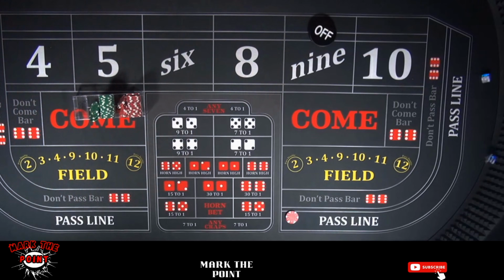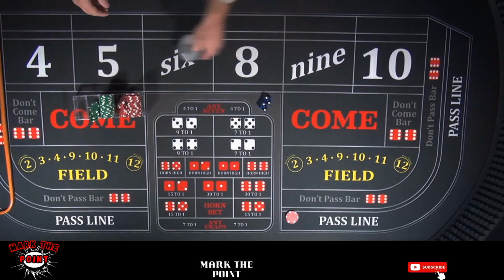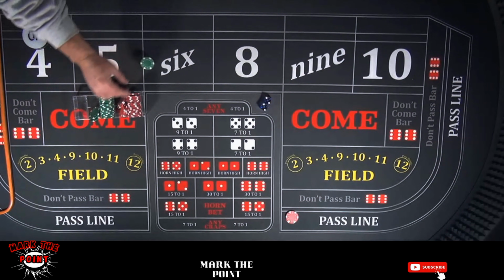Here we go. And there's going to be a 4. It's going to be a 2-2. All right, so it's going to be a hard 4. Let's mark it up. And let's go ahead and drop down $40 for the DC.